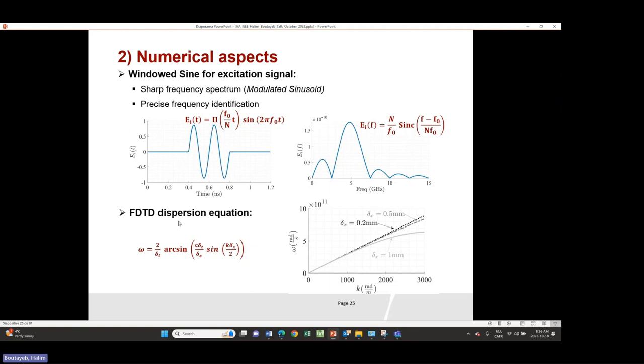We found also that the FDTD dispersion equation doesn't change when we move the source or observer or the scattering object. It changes if we move the electromagnetic field, but we don't consider this problem now. So the classical FDTD dispersion equation is given by this. What we see here is that depending on delta x, we can make the waves propagate at high frequency. We can make them propagate with lower speed, for example.